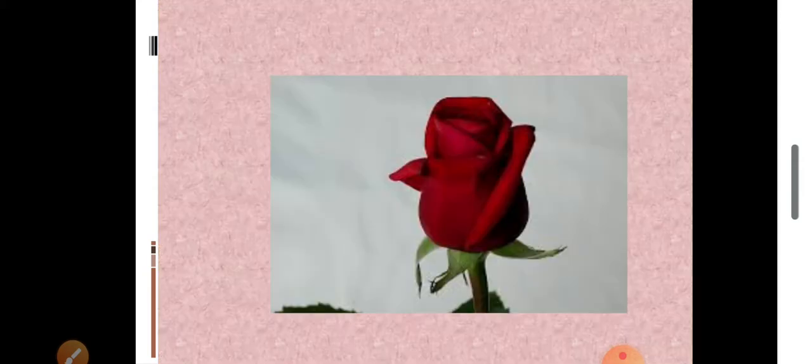So here I finish with this example of a red rose that symbolizes love, and this is my love for all my viewers.